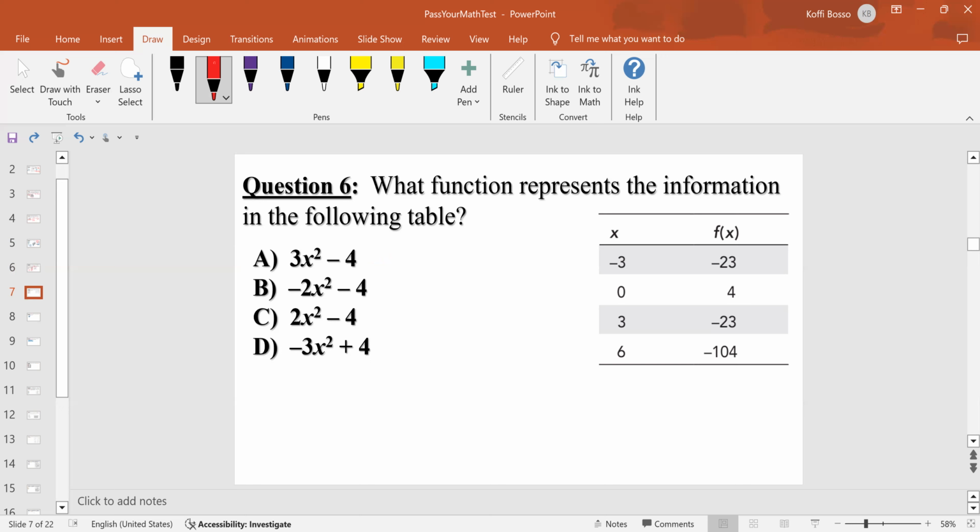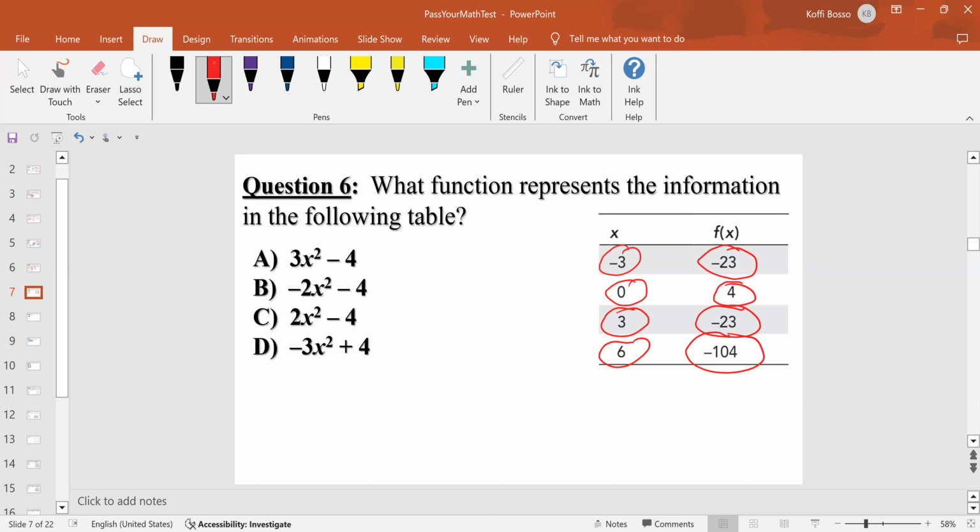That means the correct function, if you replace x by -3, you will get -23. If you replace x by 0, you're going to get 4. If you replace x by 3, you get -23. And for 6, you get -104.